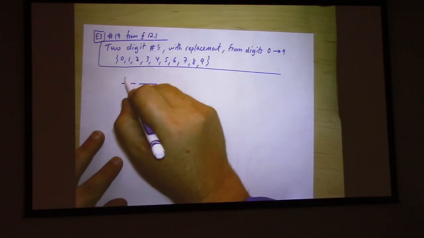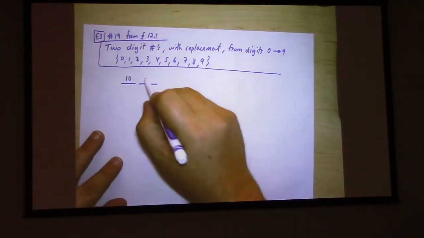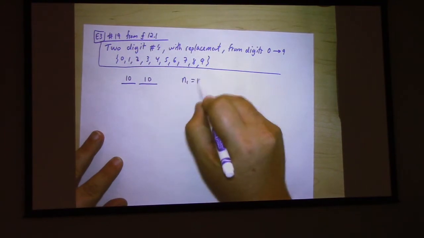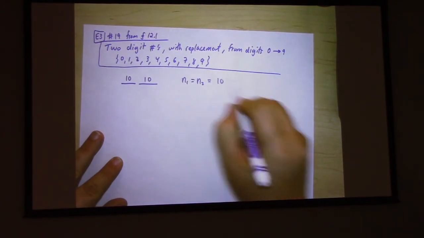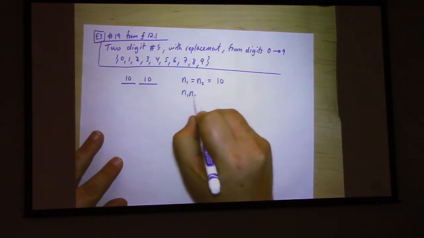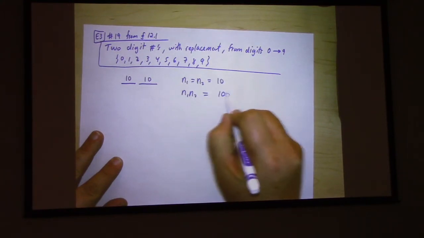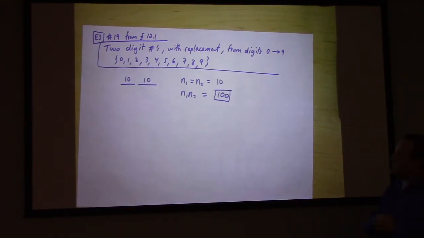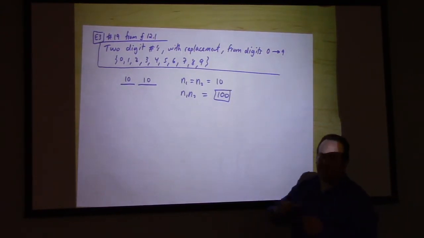So there's 10 choices for this one, and there's also 10 choices for that one, right? In other words, in my previous notation, n1 equals n2 equals 10. So the total number is 100. There are 100 such numbers. All right? How would this look different if we see that word with replacement? What does that mean?